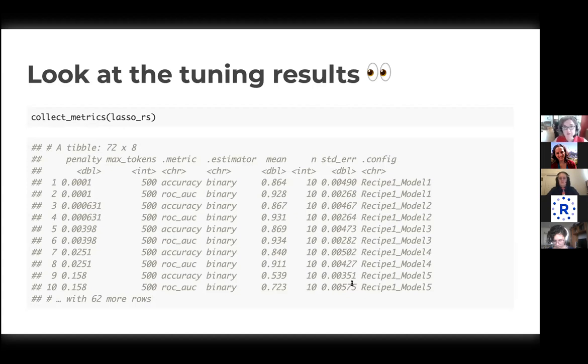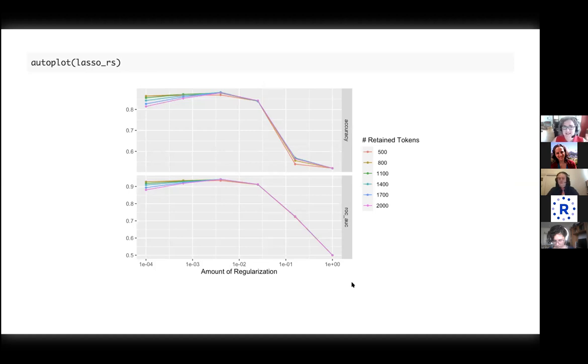And we can see for every combination of regularization parameter, like penalty, and number of tokens, what we got. That gets out the metrics, but it's better to visualize it and be able to see what is actually going on. We can get a pretty nice visualization here. As the regularization changes, the ROC AUC changes from very good to quite bad, down there by 0.5. We also see some change with the number of tokens as we go from 500 up to 2000.